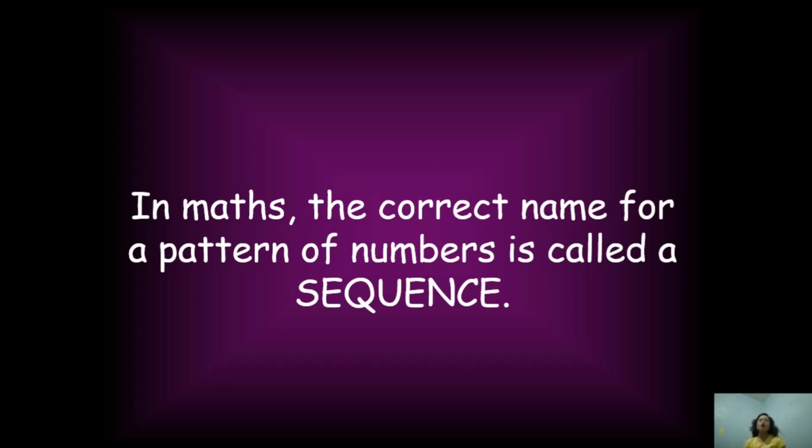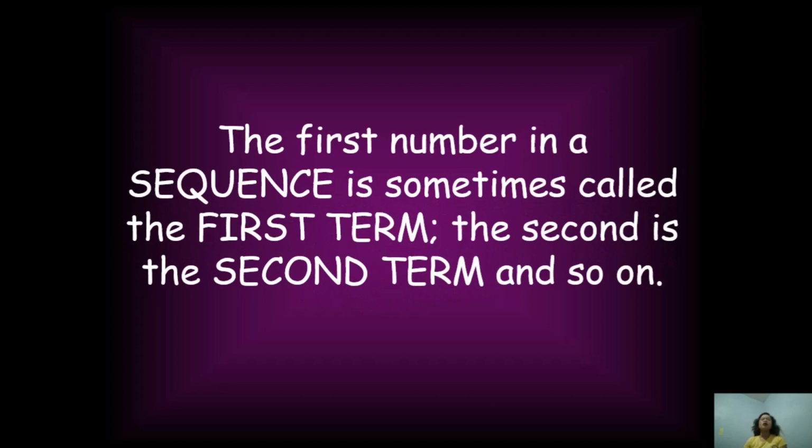So in mathematics, the term used for a pattern of numbers is called a sequence. The first number in a sequence is sometimes called the first term. The second is the second term. The third is the third term. The fourth is the fourth term. And the fifth is the fifth term, and so on and so forth. So, first, second, third, fourth, fifth, that would be the sequence.